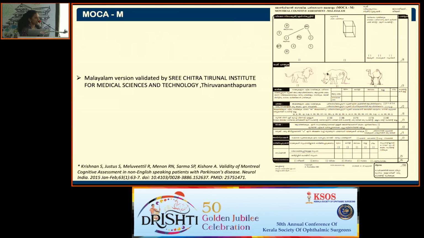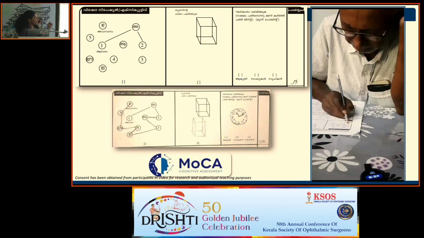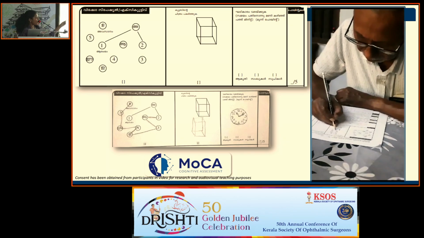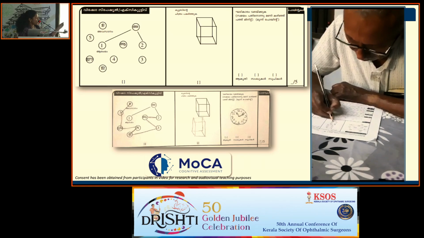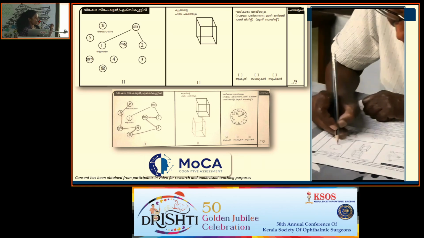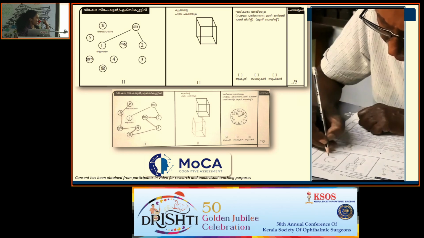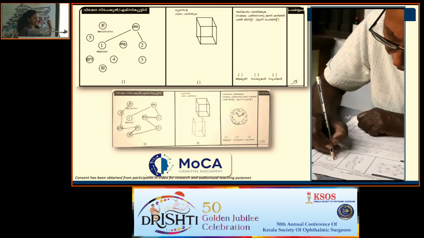There are many versions of MoCA available. We used the Malayalam version, which was validated in 2015 by Sree Chitra Tirunal Institute for Medical Sciences and Technology, Trivandrum. You can see visuospatial function of a participant being assessed here. He's asked to do trail making, copy a cube, and draw a clock. Now he's copying a cube correctly. Now he's asked to draw a clock with the correct contour, all the numbers, and hands of the clock depicting a given time.